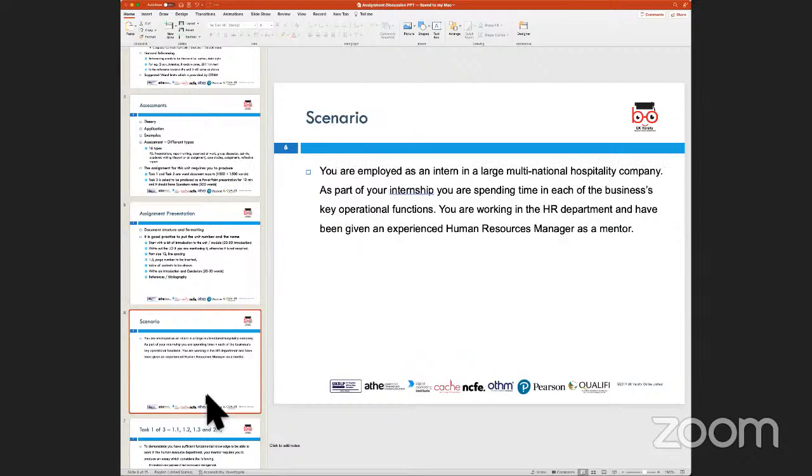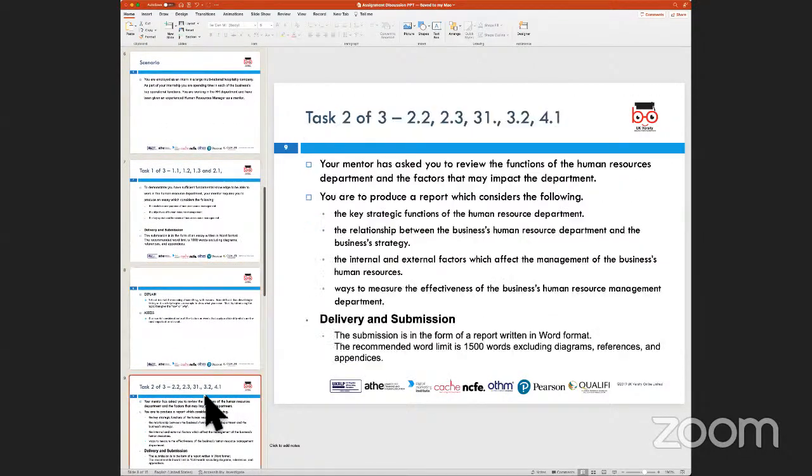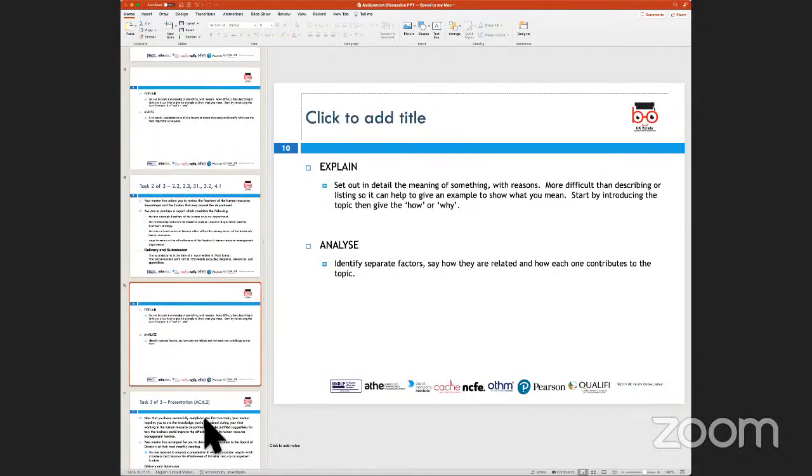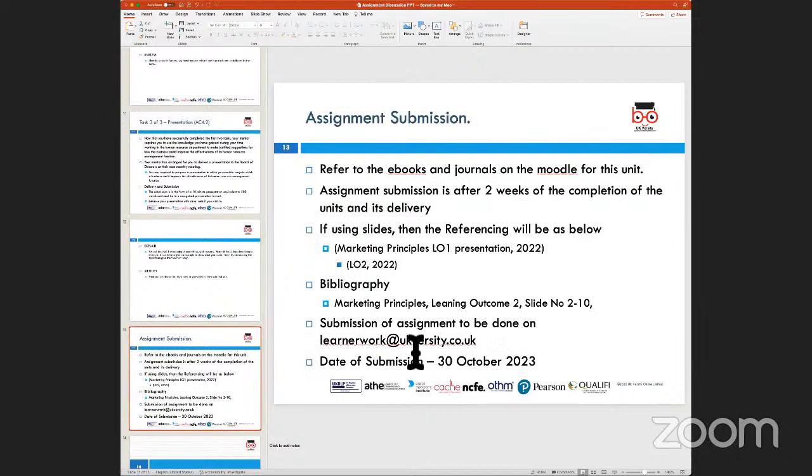Now, the scenario we've gone through, and these are the tasks which I have put focus on in individual slides, and these would also be available for you to go through. When you do submit your assignment, the submission date is 30th of October, approximately 2 weeks. You're going to submit your work to Learner Work at UK Versity.